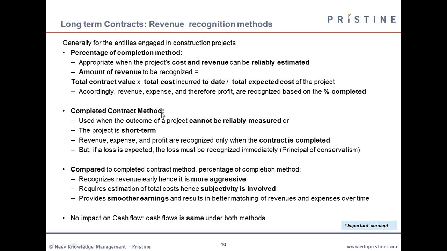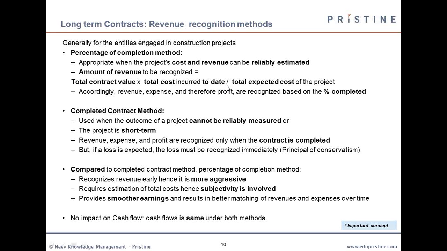However, in the completed contract method, what we do is we recognize revenue only after the contract is completed. We don't do any percentage completion, no calculations, nothing. If you take the previous example, the 1 lakh revenue is recognized only after 10 years or 5 years or whatever the project duration is. Nothing is recognized after 1 year or after 2 years or say after 3 years.